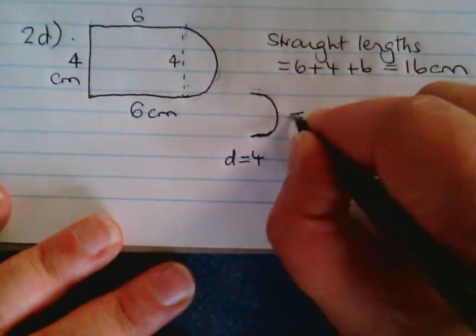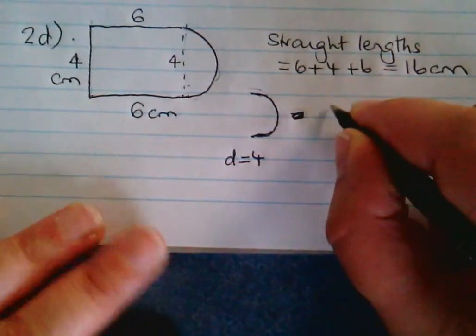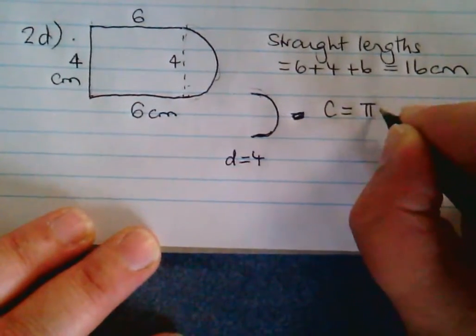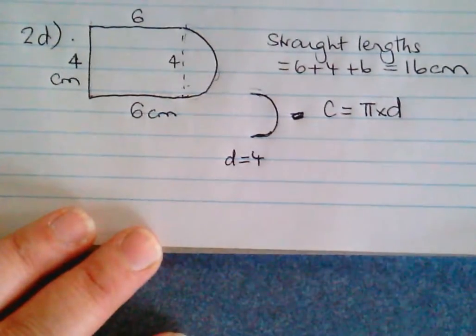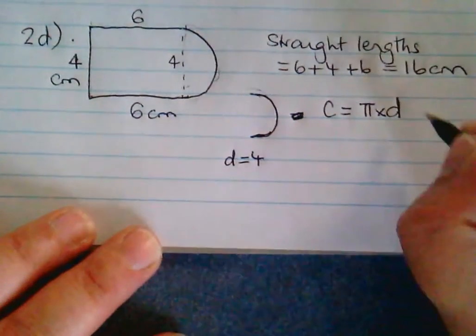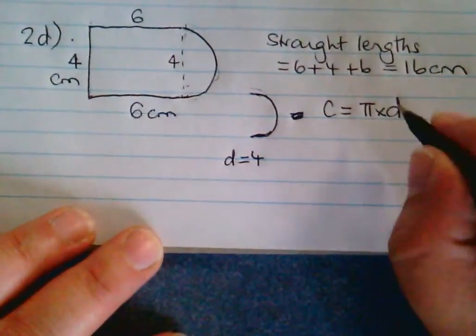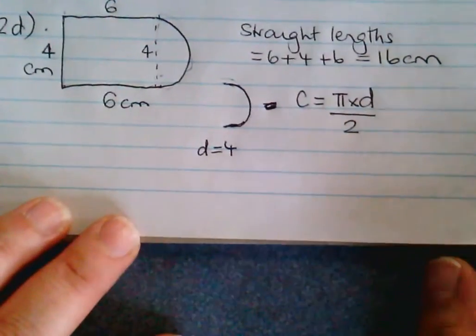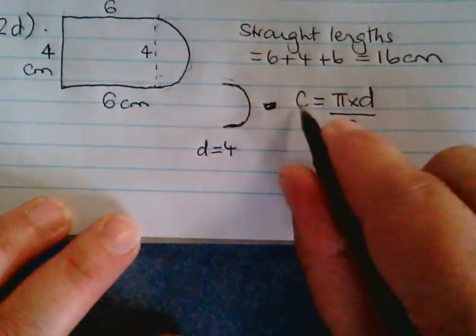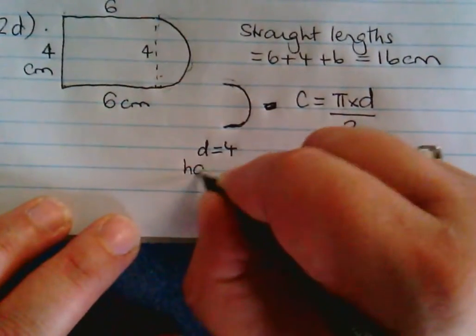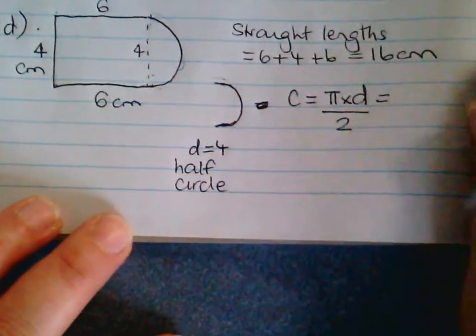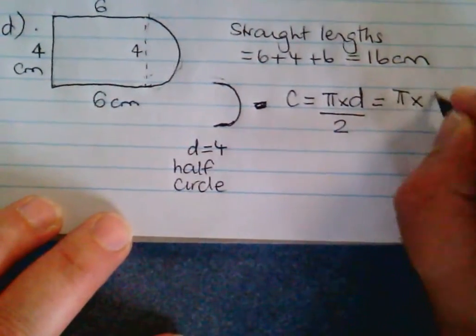Are we okay, girls, or not? So the perimeter or the circumference of a full circle is pi times d for a full circle. Can I now divide it by 2 for half a circle? Divided by 2. Do you want me to do it in 2 steps or not? All right, so the circumference, see here I've got a half circle. So it's pi times d divided by 2. So it's pi times 4.